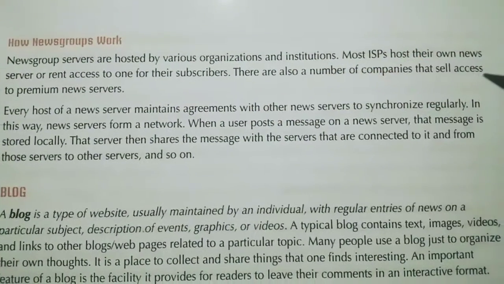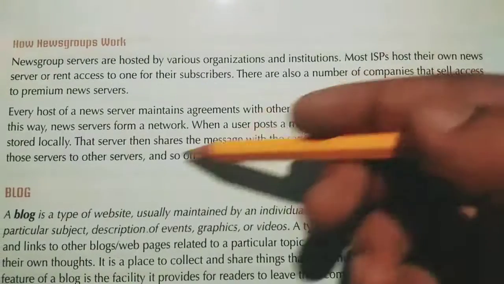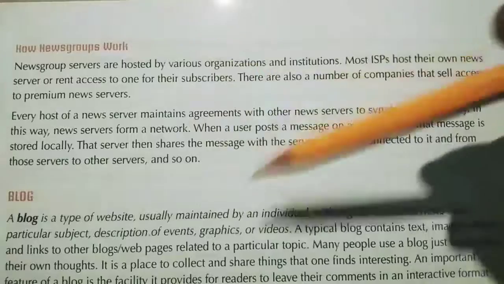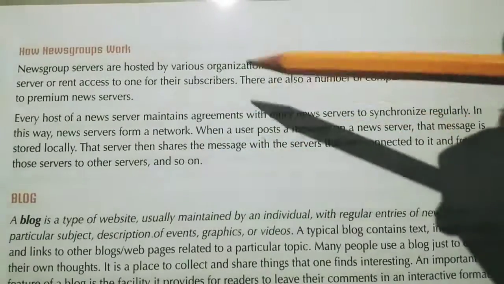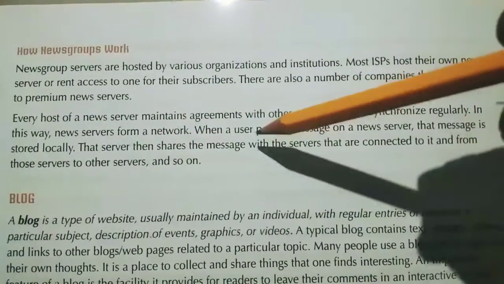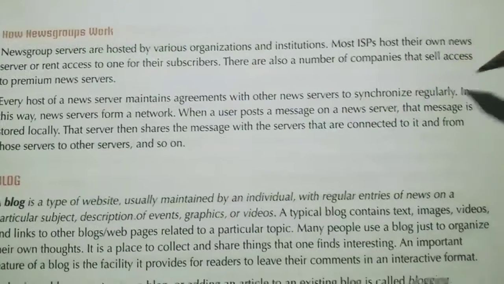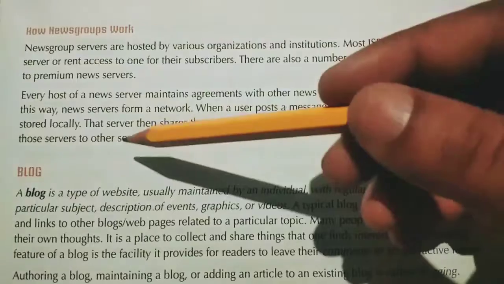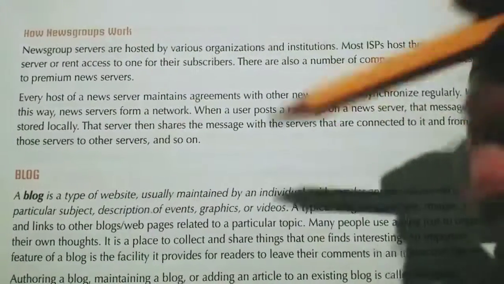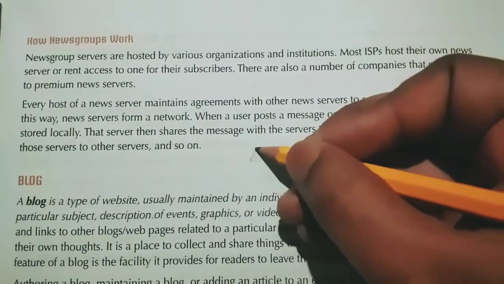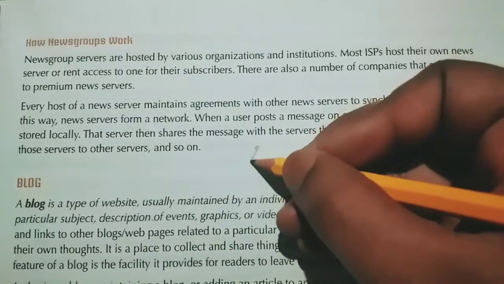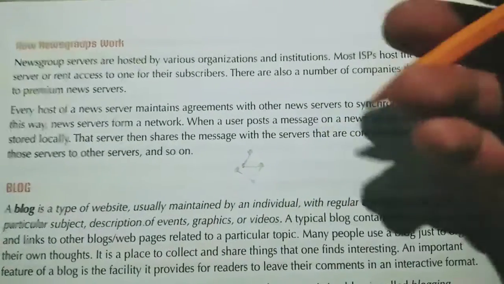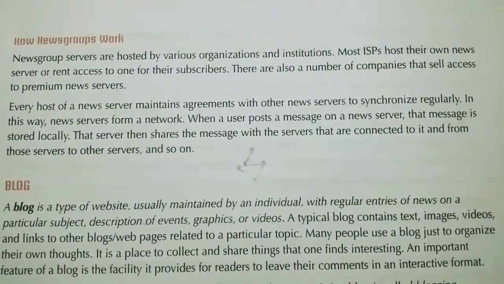When a user posts a message on a news server, the message is stored locally. That server then shares the message with the other servers that are connected to it. Understood how the message is sharing, and from those servers to other servers and so on. So the chain will become like this. Suppose a message is posted, it will be sent here, then here, then here, and it goes on like this. The message will be shared with every other server in the news group.